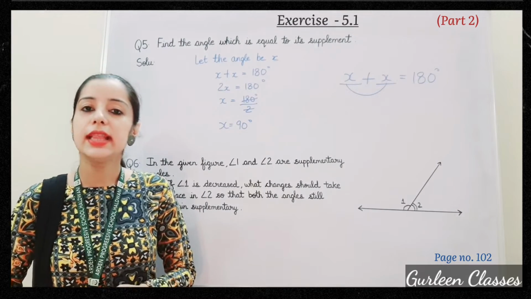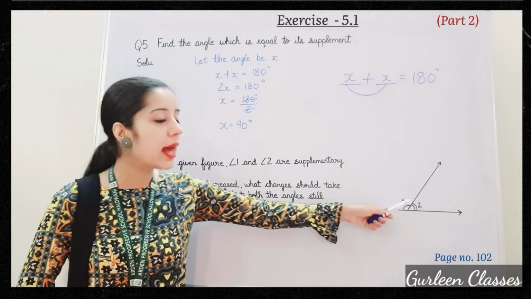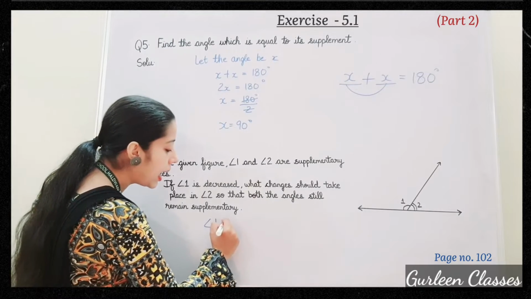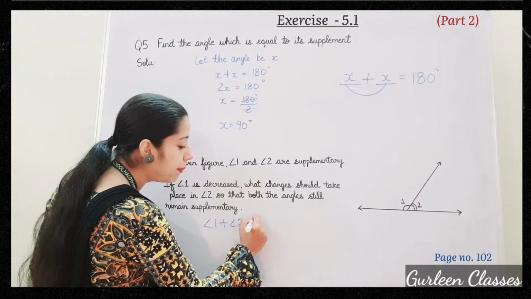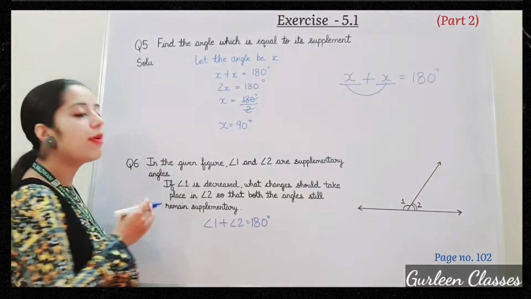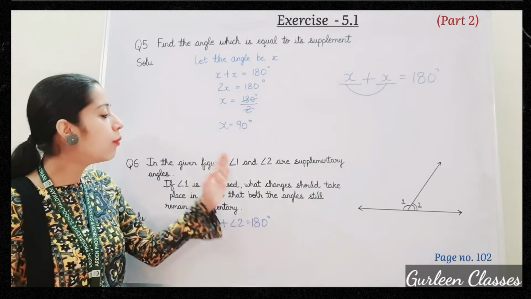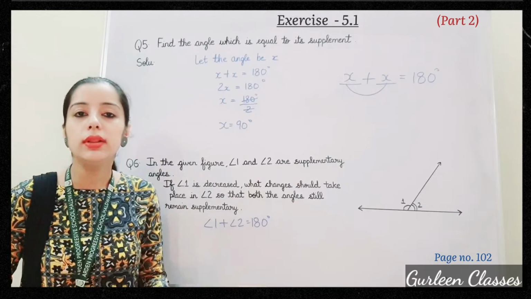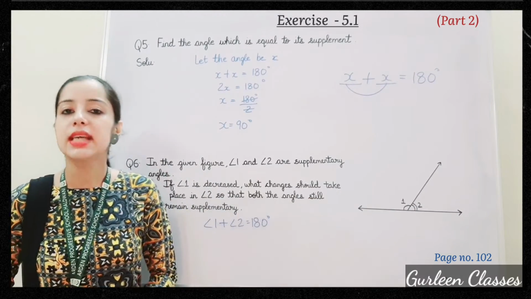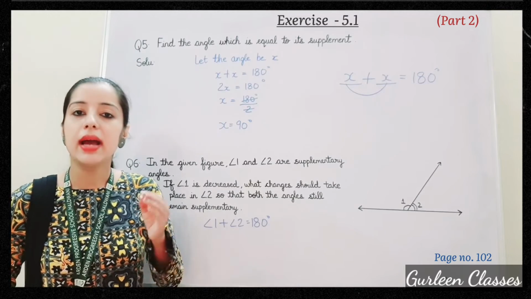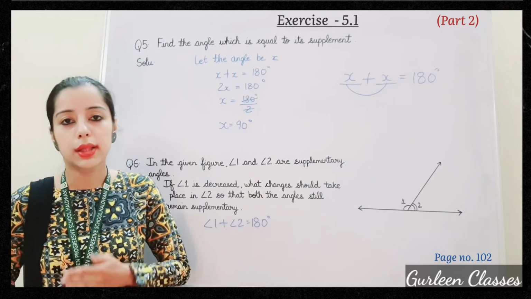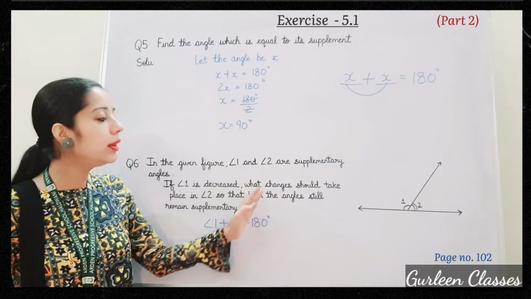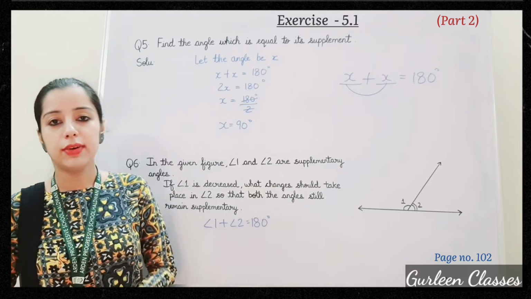Question number 6. In the given figure, angle 1 and angle 2 are supplementary angles. If angle 1 is decreased, what changes should take place in angle 2 so that both the angles still remain supplementary? अगर आप एंगल 1 को डिक्रीज करते हो, कम करते हो, what changes you will do in angle 2 so that both the angles still remain supplementary?